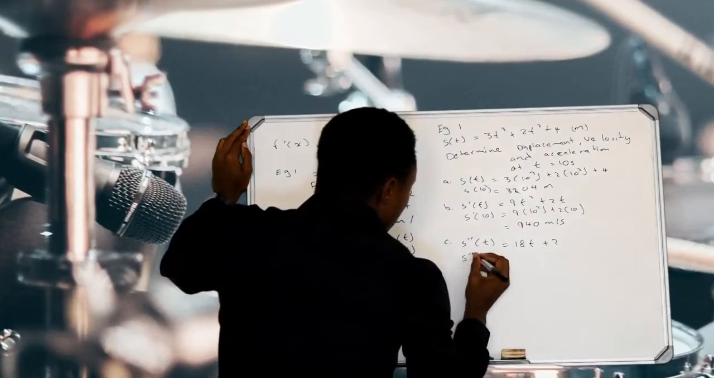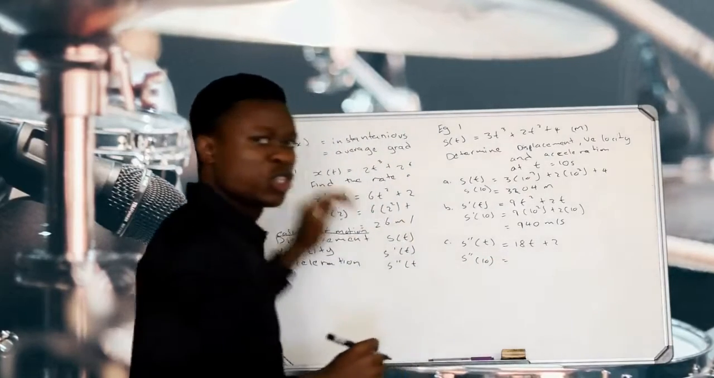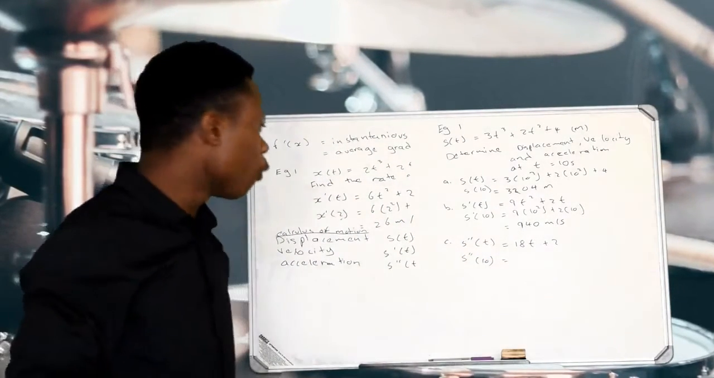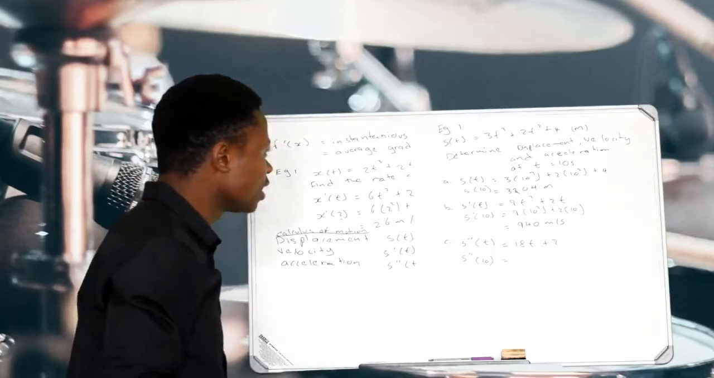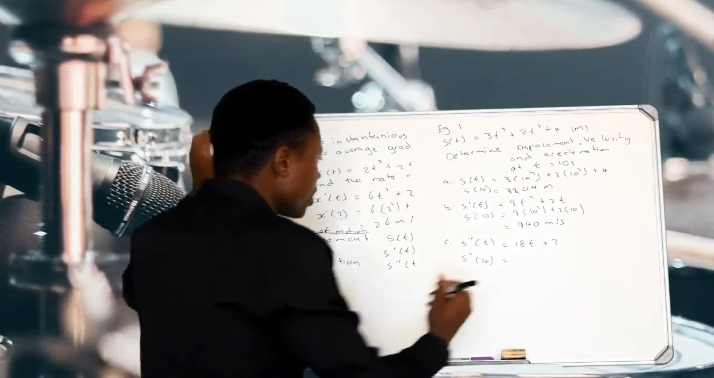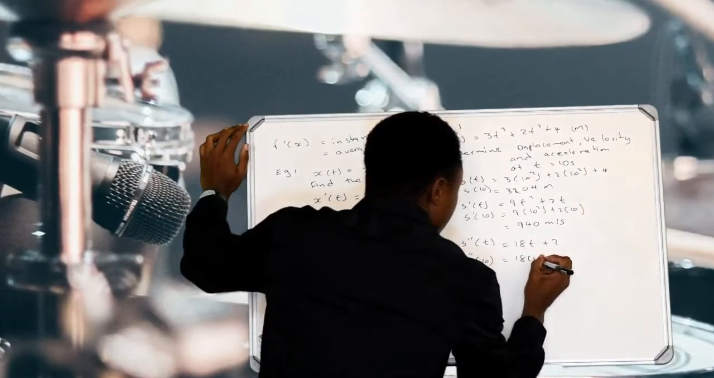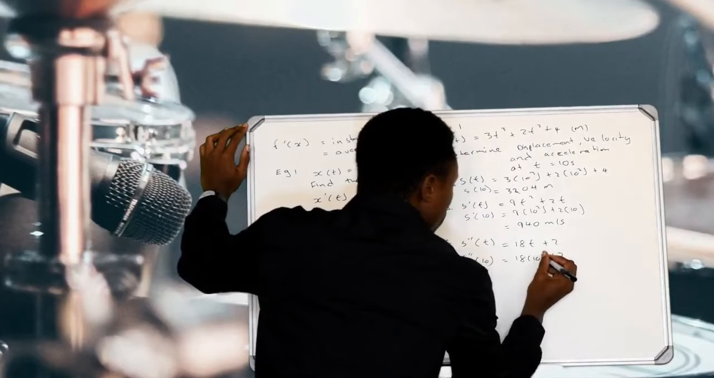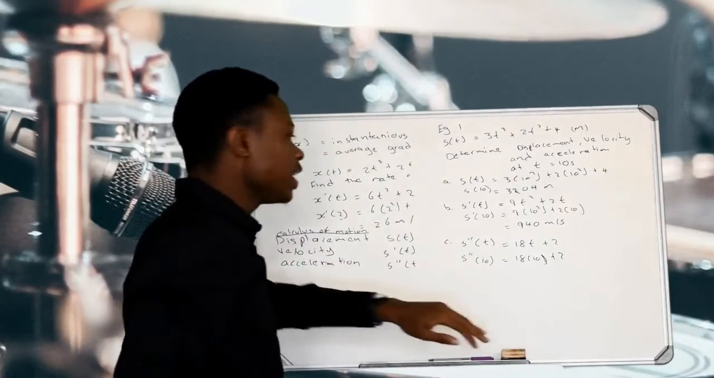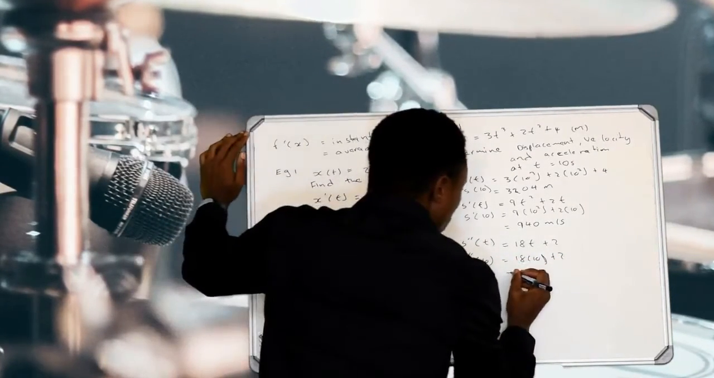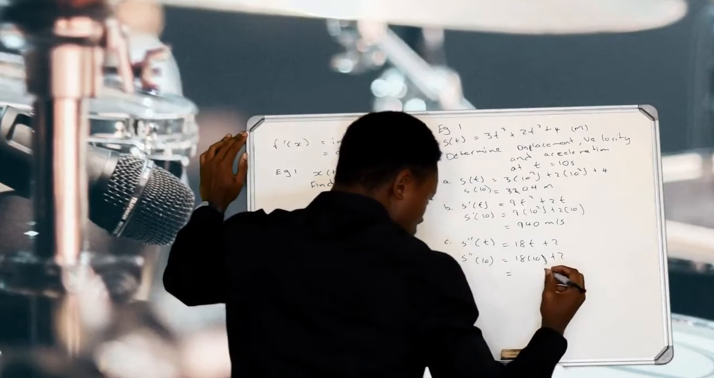Now we can substitute because we have an equation for the acceleration. So the acceleration is equal to, wherever there's t, I'll put 10. So this will be 18 times 10, 180, plus 2, which becomes 182.